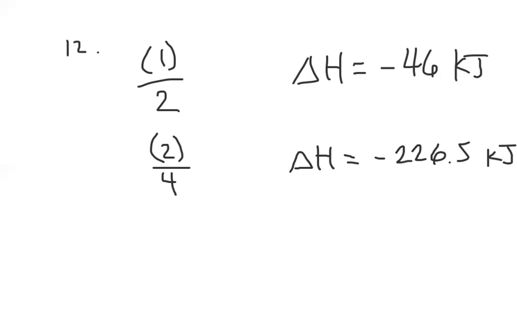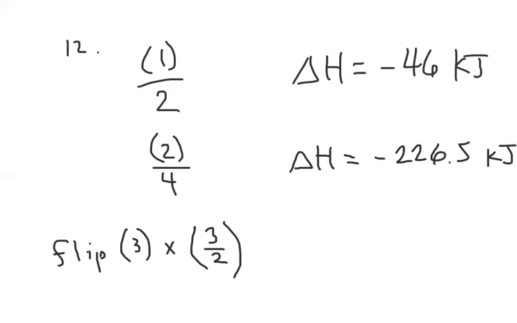And then lastly, we look at number 3, and we're going to use that basically just to cancel a bunch of stuff out. And so what I did is I flipped it. You're going to flip number 3. And then here's the tricky part. You're actually going to have to multiply it by 3 and then divide it by 2 in order for everything to cancel out. So I would suggest doing that.